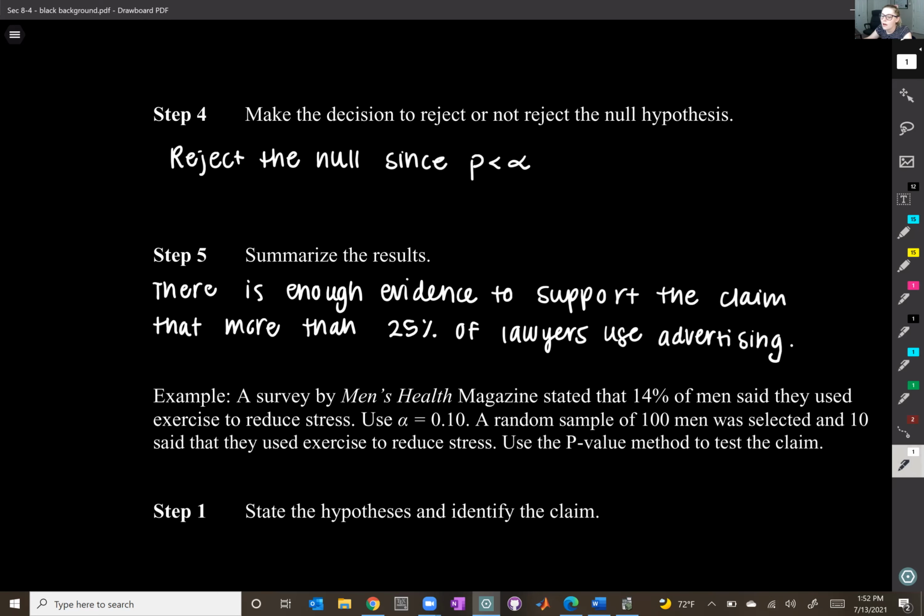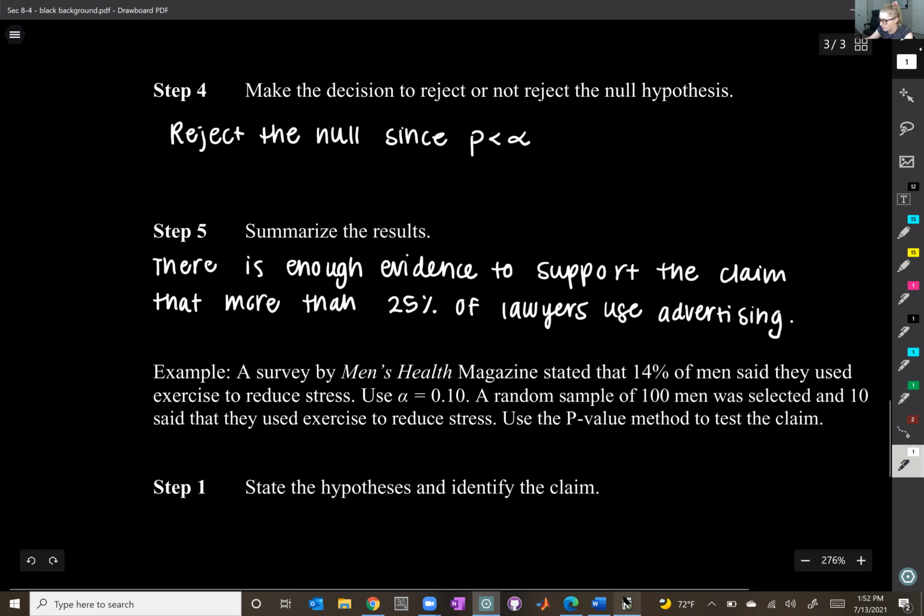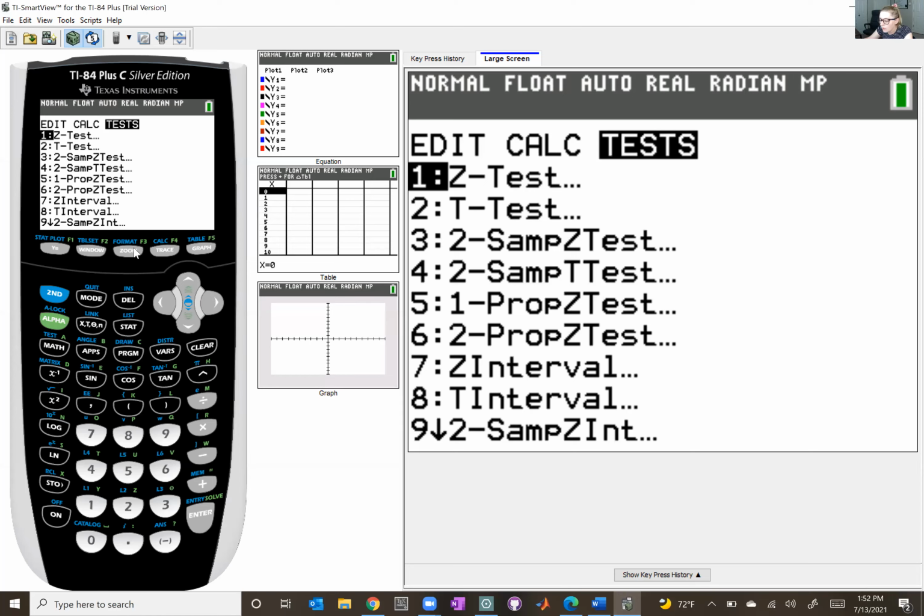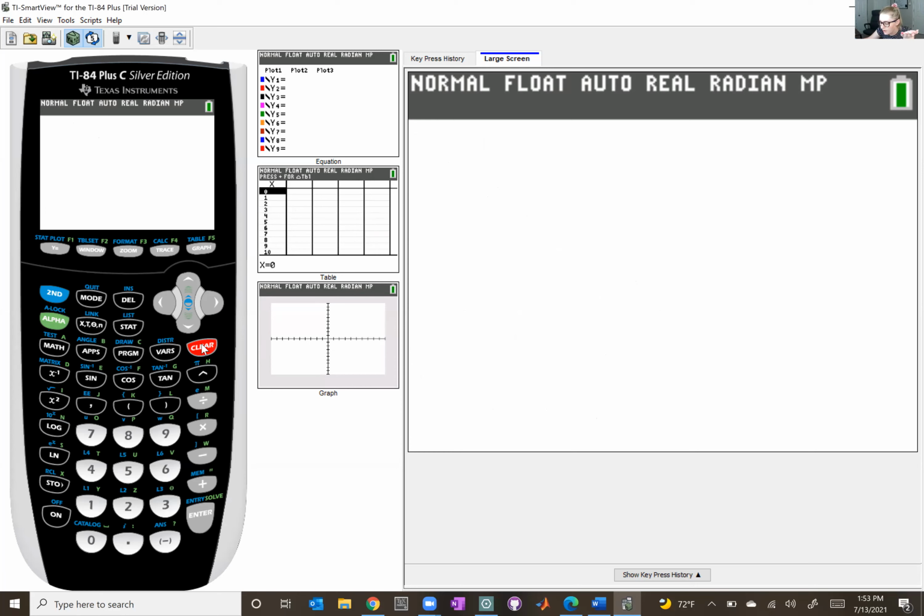Okay. Let me pull up the calculator here. Okay, so you should be able to see the calculator. So I'm doing this for the second example. Okay, I'll show you how to get here first. Sorry, let me clear this out.